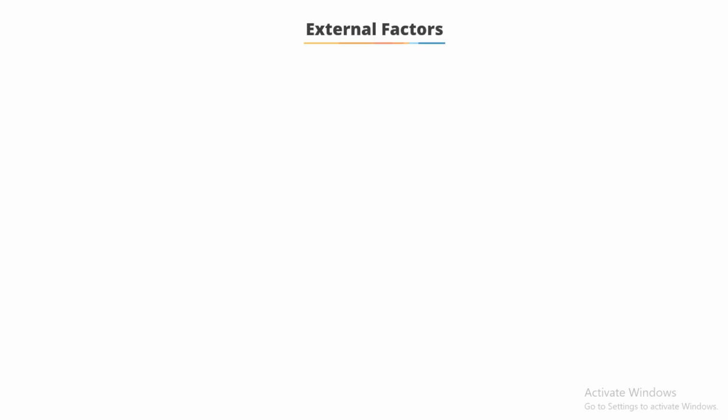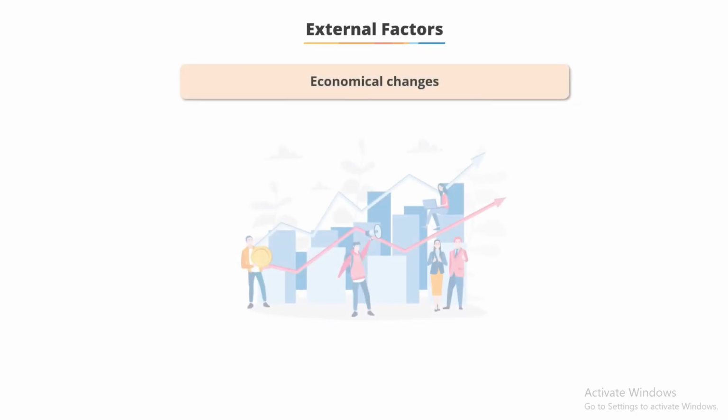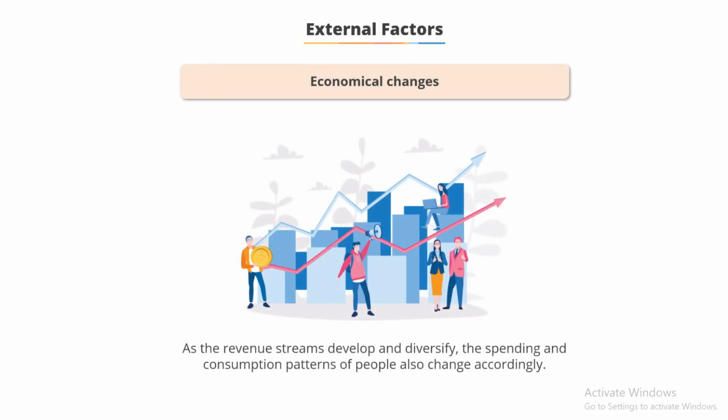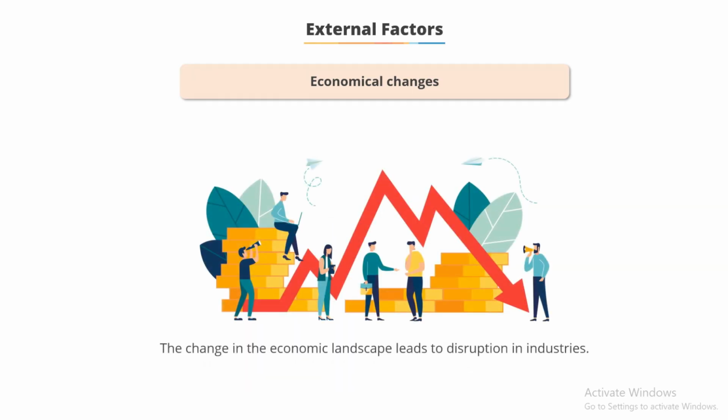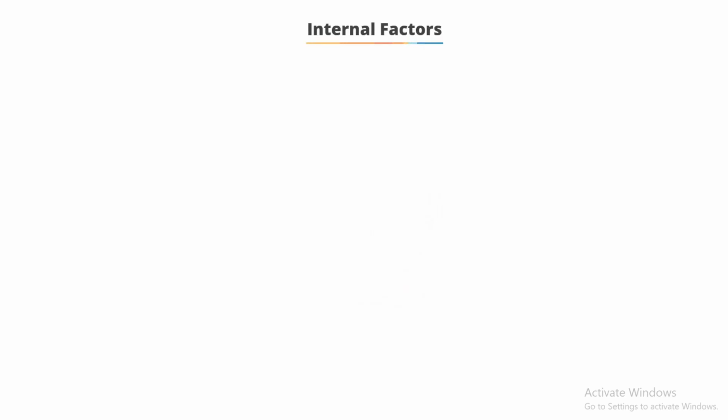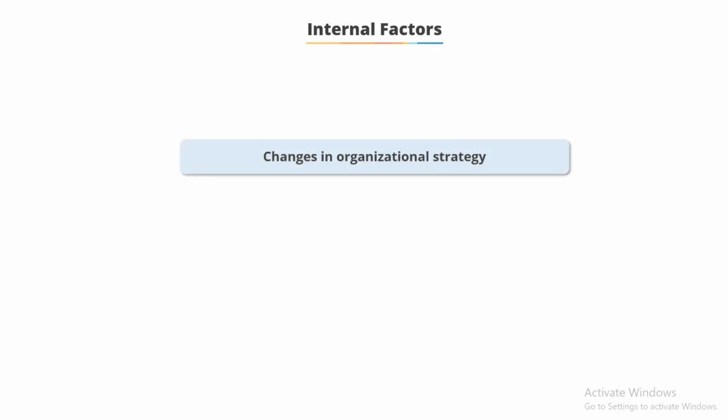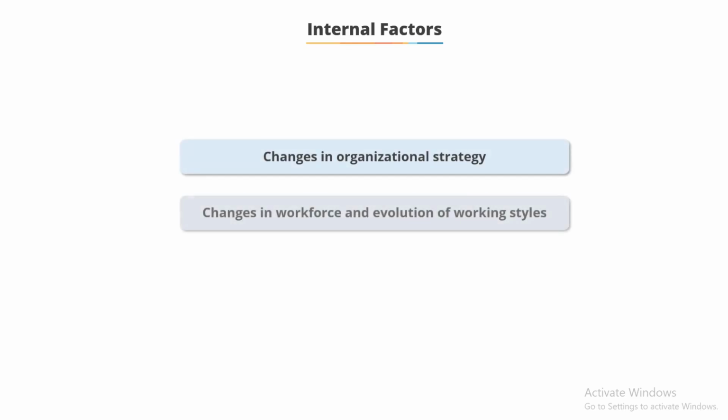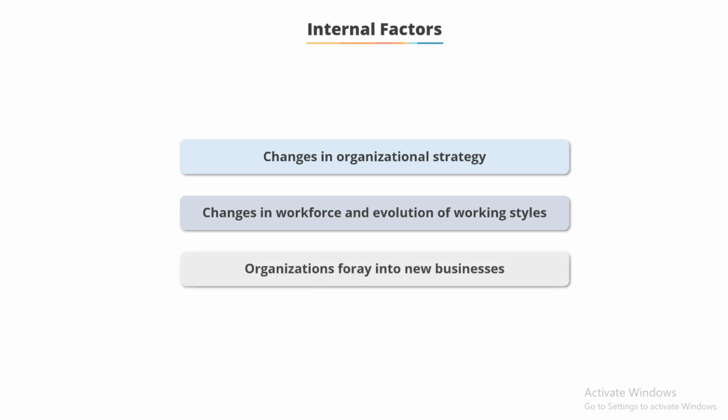We will move on to the last factor, economical changes. As the revenue streams develop and diversify, the spending and consumption patterns of people also change accordingly. The change in the economic landscape leads to disruption in industries. Let us now move on to the internal factors that drive digital transformation. They are changes in organizational strategy, changes in workforce and evolution of working styles, and organizations' foray into new businesses.